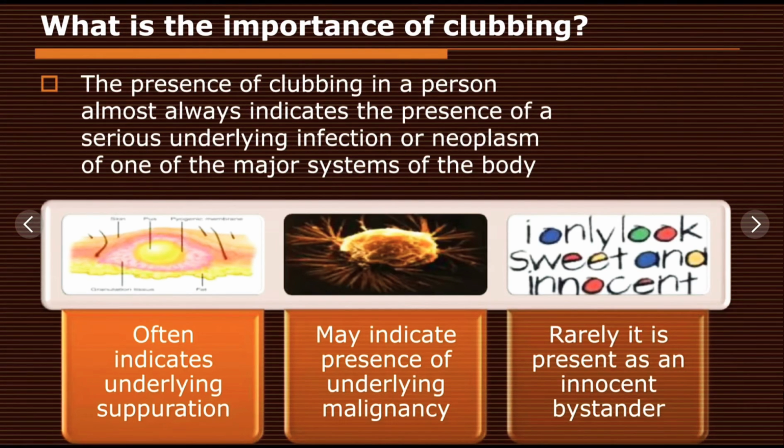What is the importance of clubbing? The presence of clubbing in a person almost always indicates the presence of a serious underlying infection or neoplasm of one of the major systems of the body. So it often indicates underlying suppuration, that is, an underlying infection. It may indicate the presence of underlying malignancy, and sometimes it could be an innocent bystander.